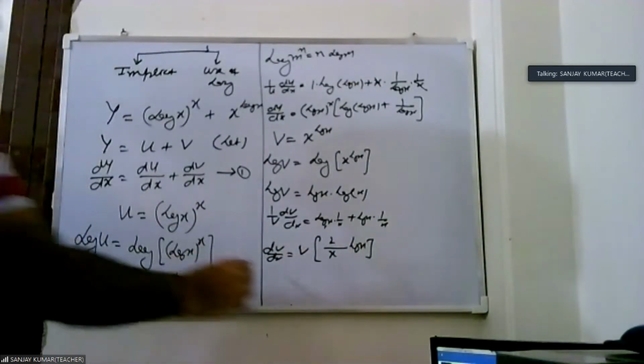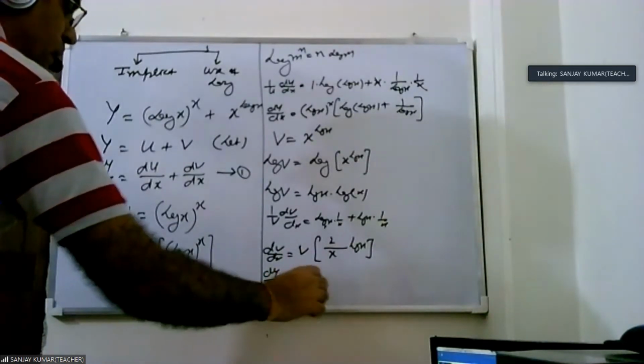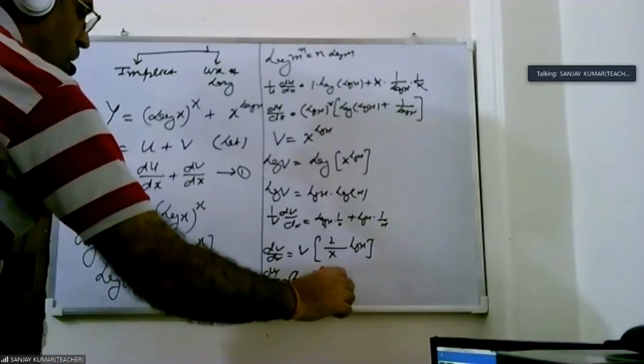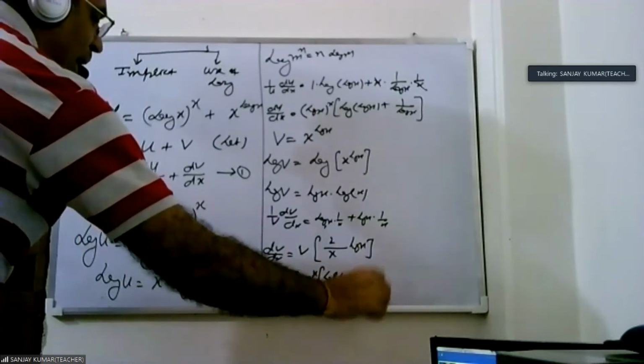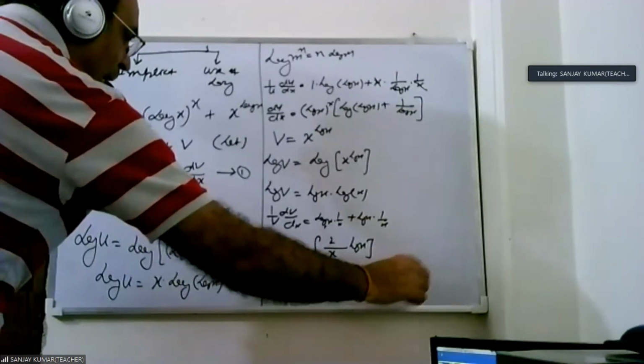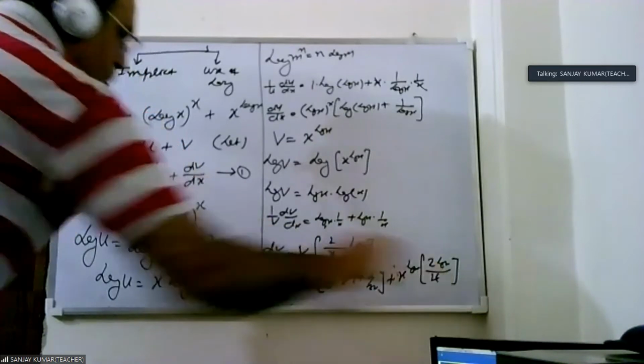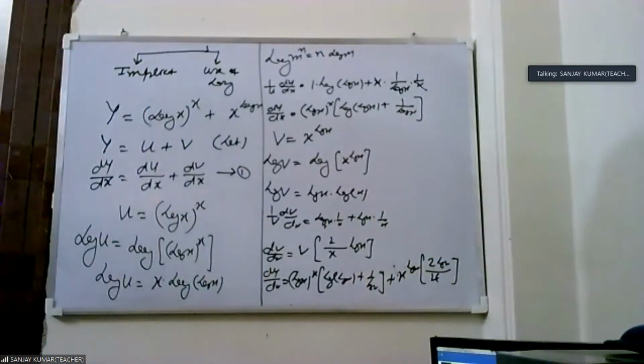Then the final answer is dy by dx equals log x raised to power x into log of log x plus 1 by log x plus v. What is v? v is x raised to power log x into 2 by x log x. So please note down all these things. This is the method of u and v. We already discussed this method in the last class.